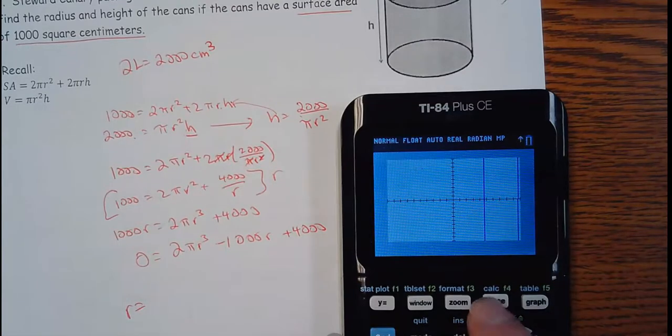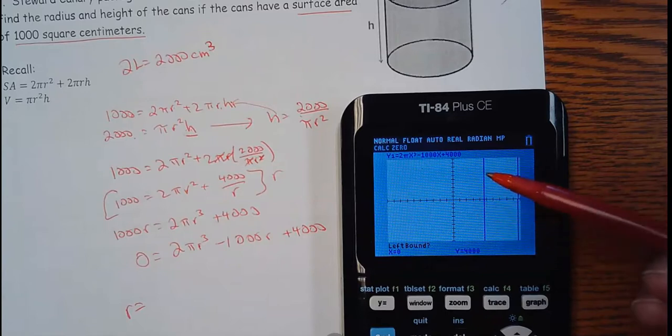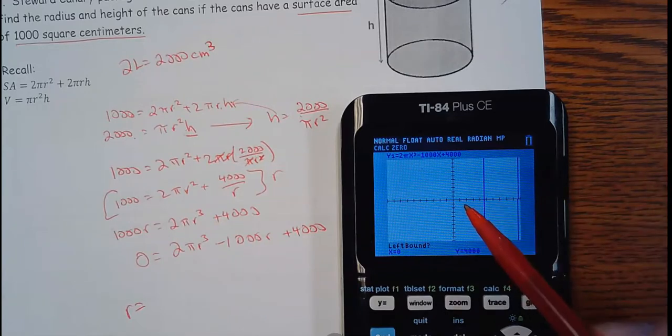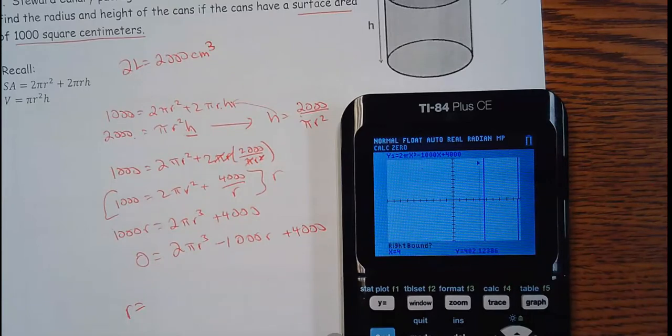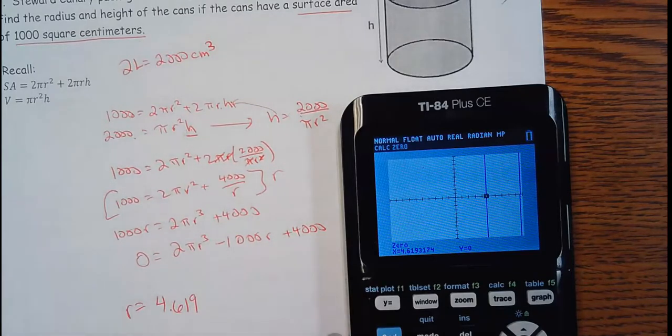For one of them, I'll go second calc, zero, going through the steps again here. It's going to be very difficult to get that cursor to stay on the screen. I know that the answer is between 4 and 5. So I'm going to set a left bound of 4 and a right bound of 5, and then a guess of 4.5, somewhere in the middle. So r is about 4.619.